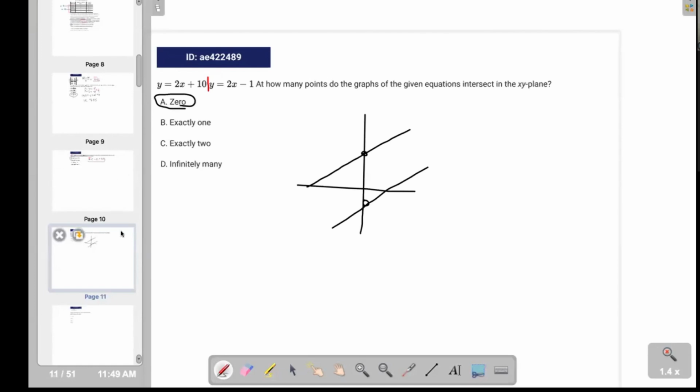Is anyone confused on that? No, let's move on. Say it again.